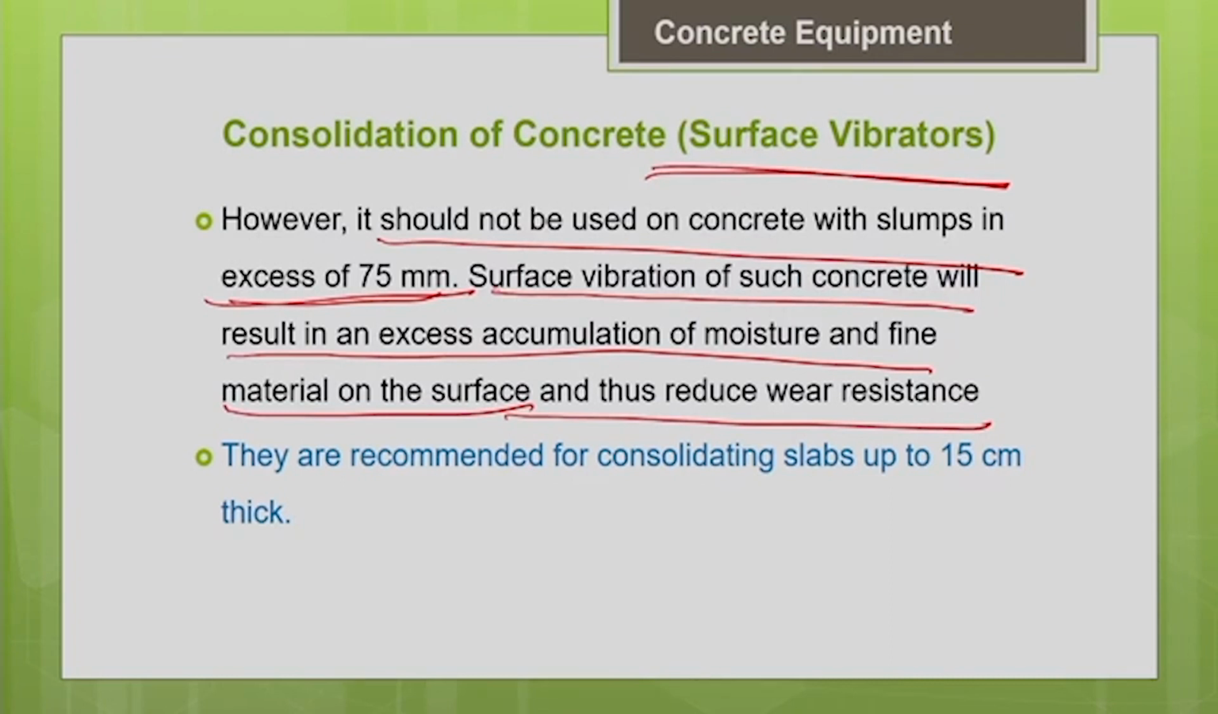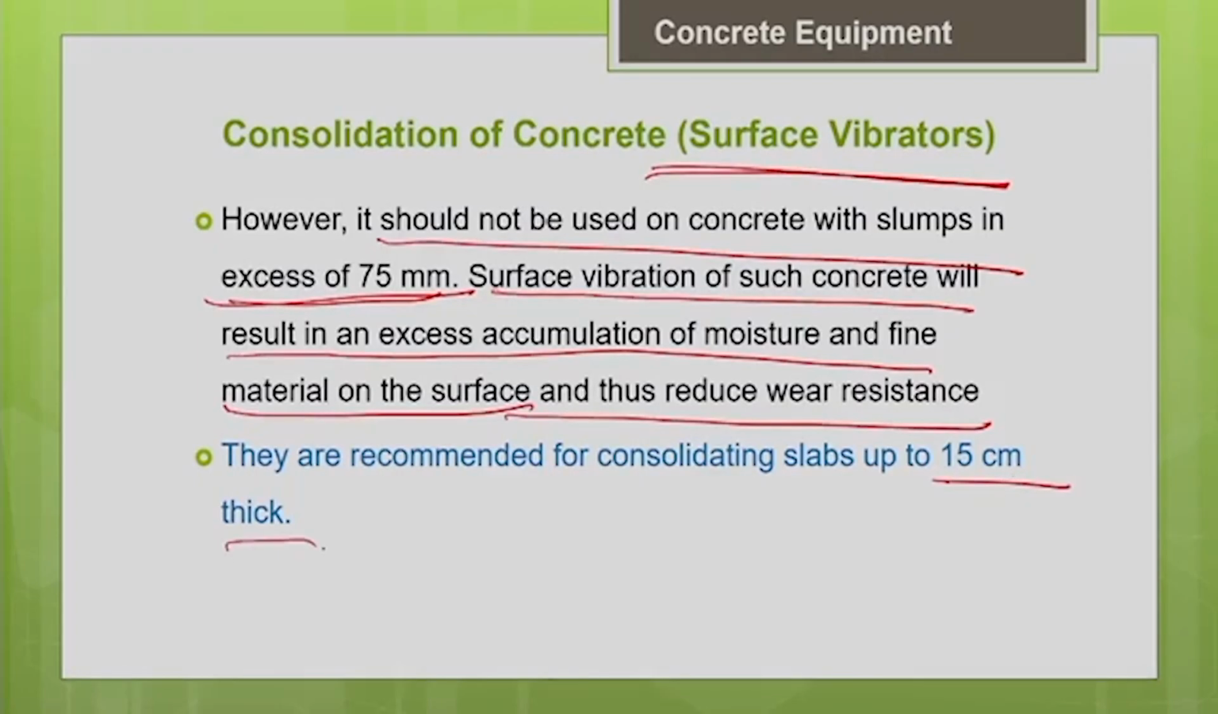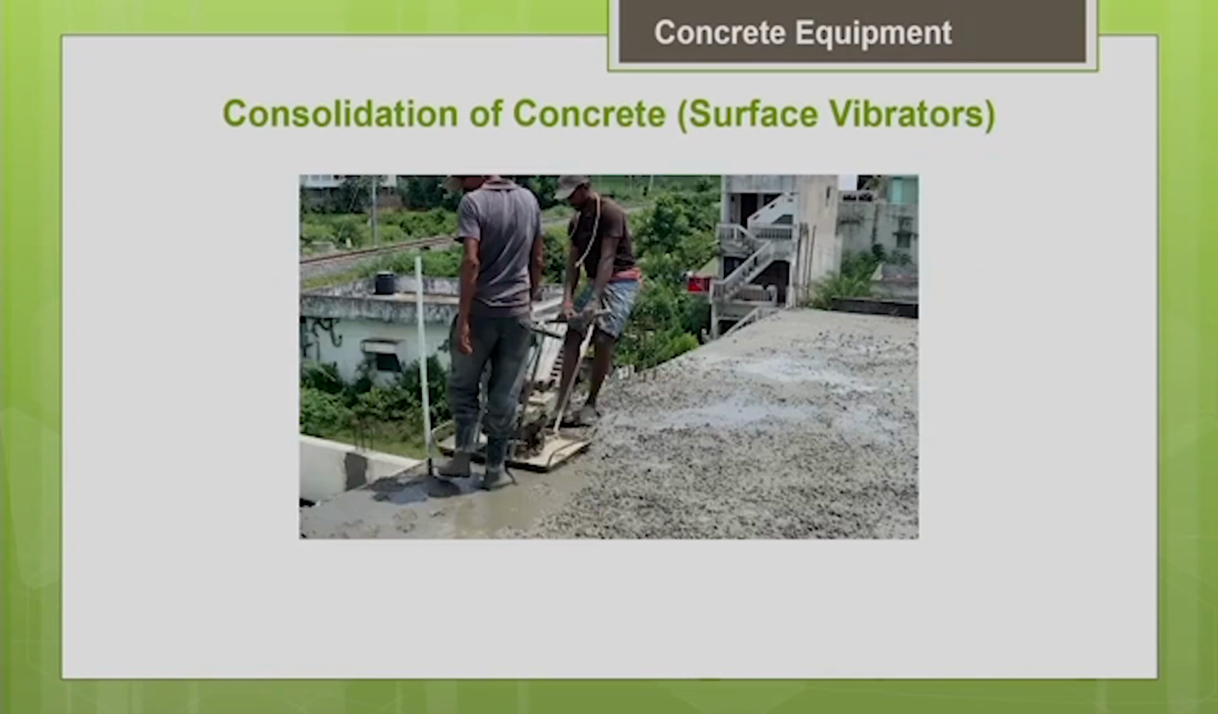One more thing you have to note is that vibration transfer will be effective only for a depth of 150 mm. So, they are recommended for consolidating slabs up to 150 mm thick. Beyond that, the transfer will not happen effectively. This picture also shows how the plate type surface vibrator is used for slab consolidation.